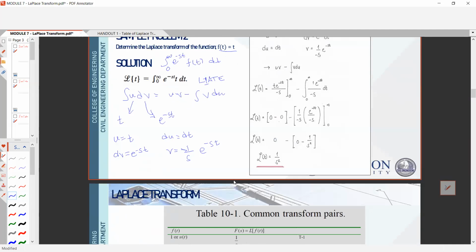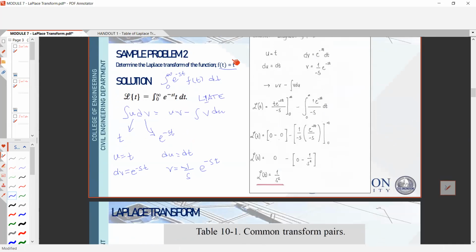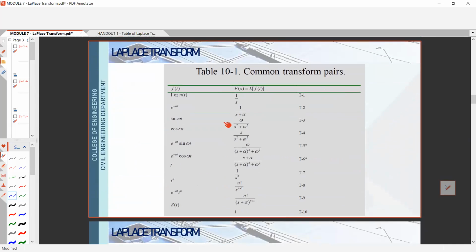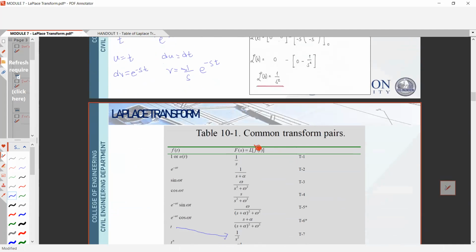Then yung sinolve natin na t. Ano ba to? T raised to n. So t raised to n is 1 over s squared. Ayun oh, parehas, exactly the same. Okay, so ayan, that's it. So ito yung common transform pairs of the Laplace transform.